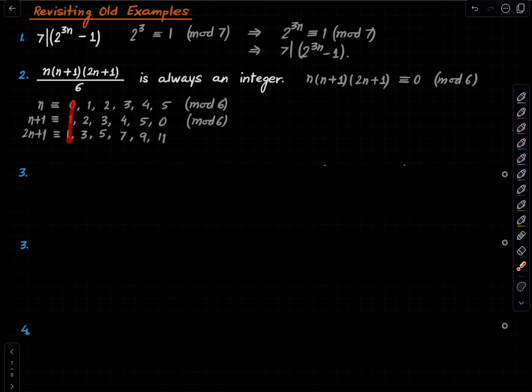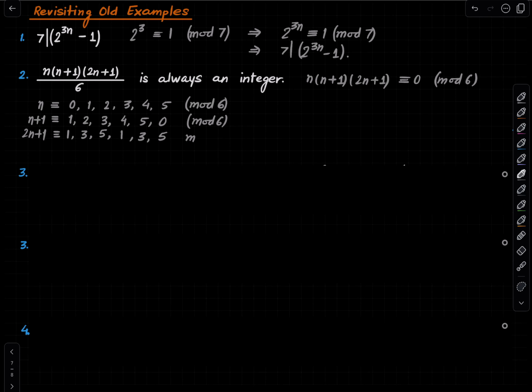2 times 0 plus 1, 2 times 1 plus 1, 2 times 2 plus 1, and so on. But in place of 7, I can write a 1. We are only worried modulo 6. In place of 9, I can write a 3. And in place of 11, I can write 5.